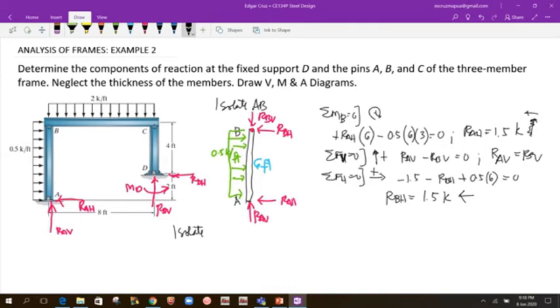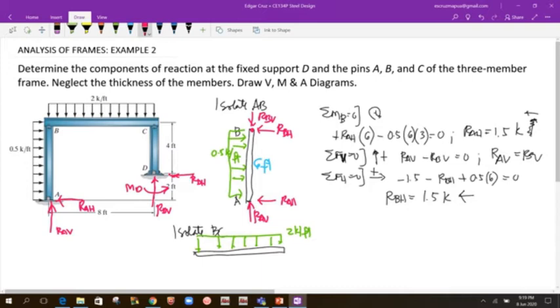member BC naman. Okay, members BC. For member BC, we have this member. Tapos meron tayong load. Ang load natin dyan, uniform load ulit, same lang. So ito yung uniform load, and the magnitude of the uniform load is 2, so 2 kips per foot. Okay, so since they are pinned din, diba? So pinned silang dalawa.